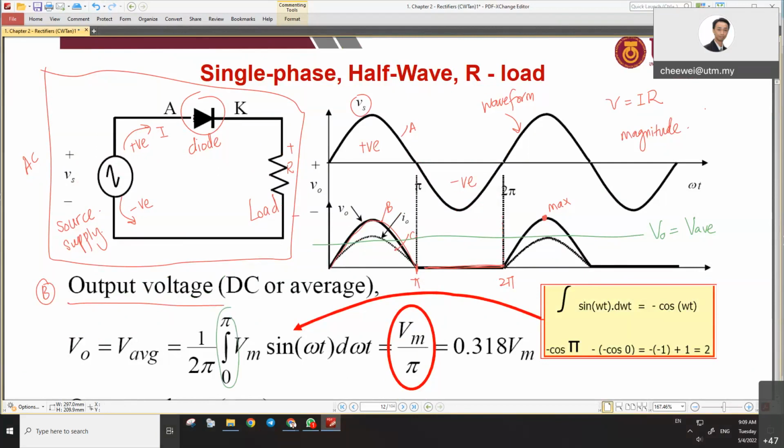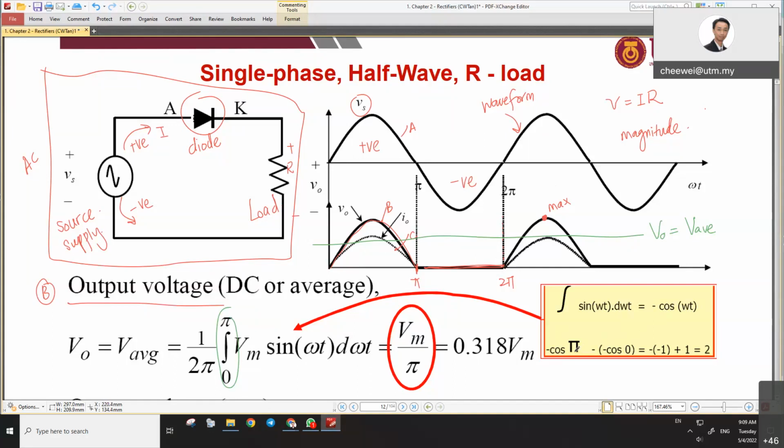Okay. Now you see that this is a sine wave, right? So we have to go back to mathematics. I've been leaving mathematics for so long already. Help me here. How to integrate a sine wave? It's a sine wave. We need to integrate the sine wave. We get what? Negative cos. And negative cos pi is what?